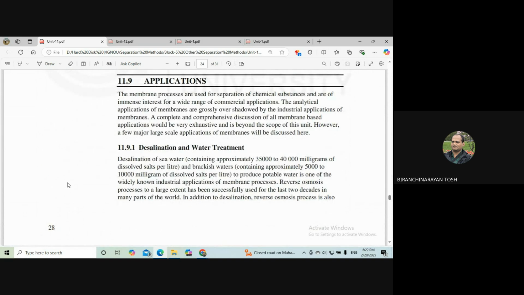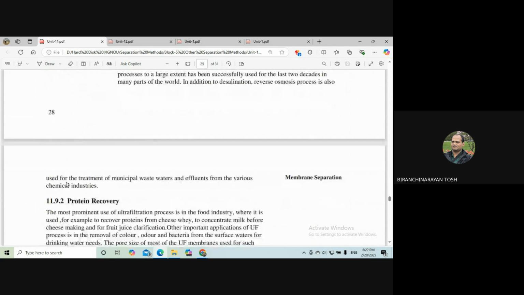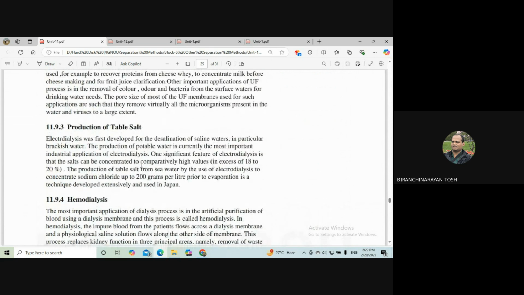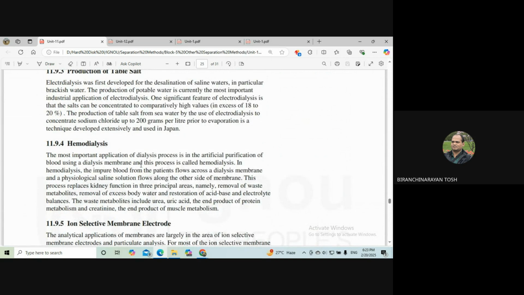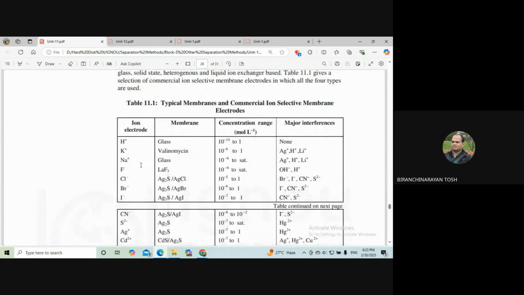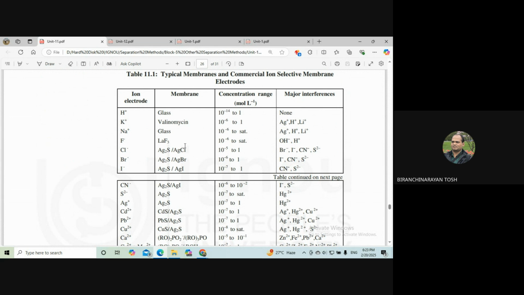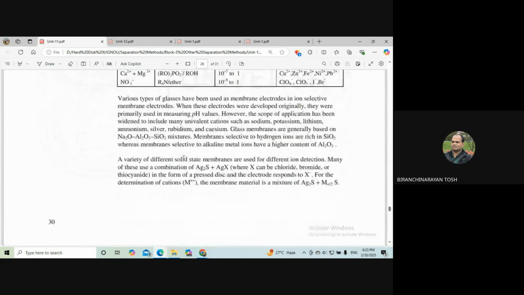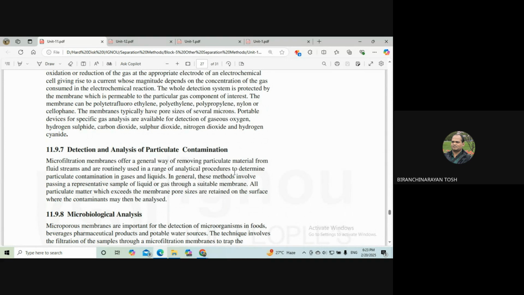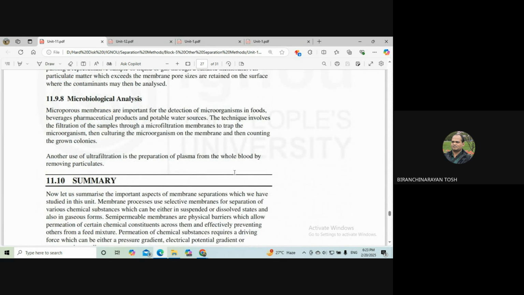Then the applications. Membrane separation processes are used in desalination and water treatment, protein recovery, production of table salt from saline water, hemodialysis, ion selective membrane electrodes, specific gas probes, typical membranes and commercial ion selective membrane electrodes, detection and analysis of particulate contamination, and microbiological analysis. So these are the applications.